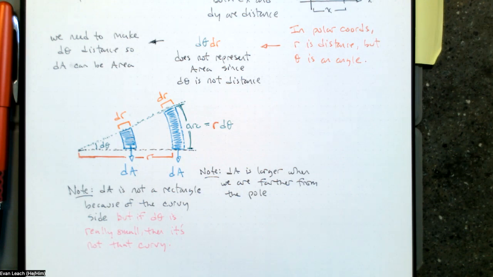Either one. Remember, we're going to make dr infinitely small pretty soon. Once we start the integration process, dr is infinitely small. So it's wherever you happen to draw it.